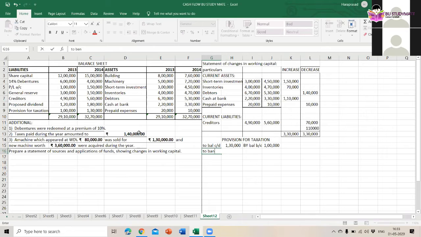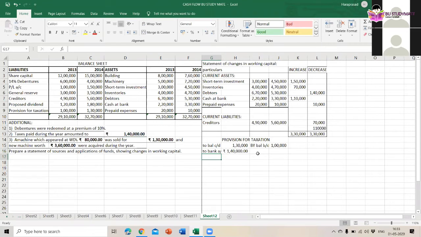Okay, if we add this, we'll get 2,70,000 rupees. So here we'll write down the adjustment. 2,70,000 minus 1,00,000 rupees. You get 1,70,000. Where will this go? It will go to the PL account. My PL account.